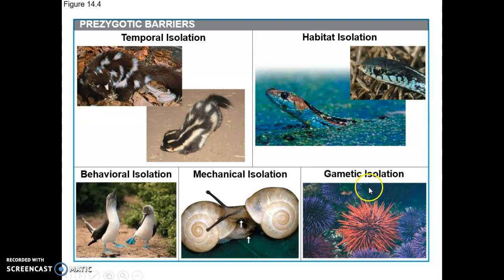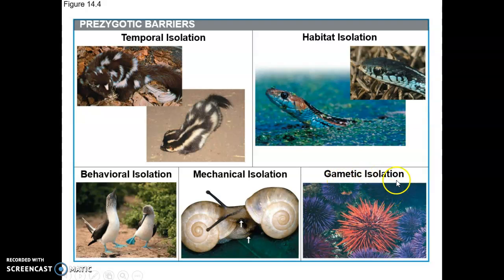And then gametic isolation. Very closely related groups, different species. They may produce gametes that simply do not mate with each other, and usually it's because they don't have a correct genetic similarity. There's enough genetic dissimilarity that would prevent the gametes from fusing with each other. This can occur with sea urchins, who release their gametes, sperm and eggs, into the water, and they come into contact with each other, but they don't fertilize each other.